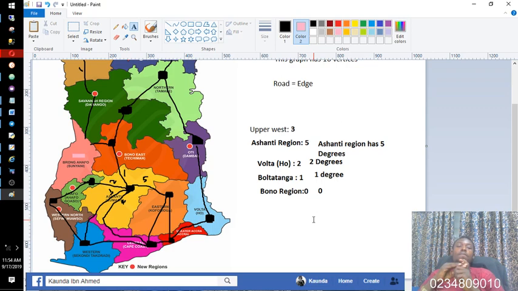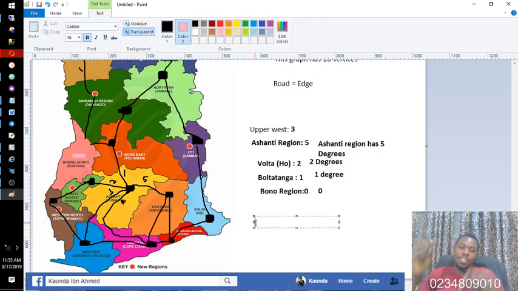And then how many lines come to one of the regions, we are calling that the degree. So basically those are the three terms that cut across all the things he talked about.